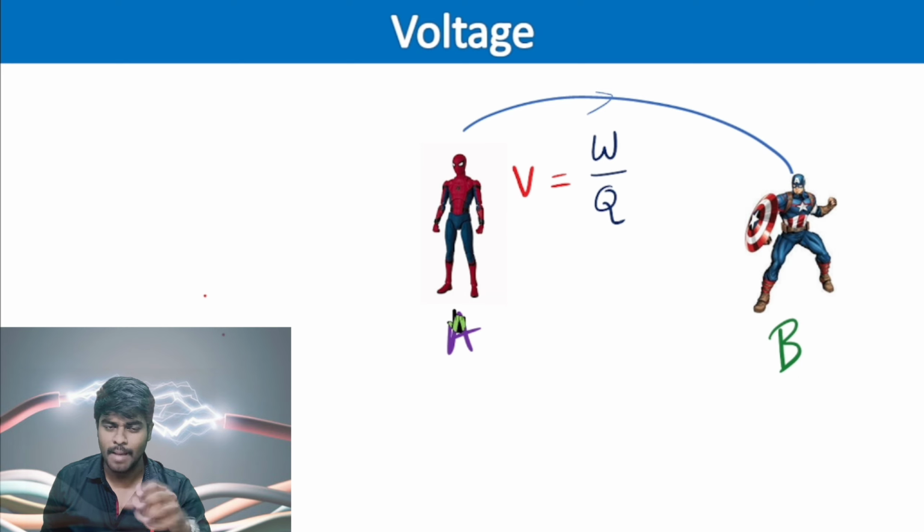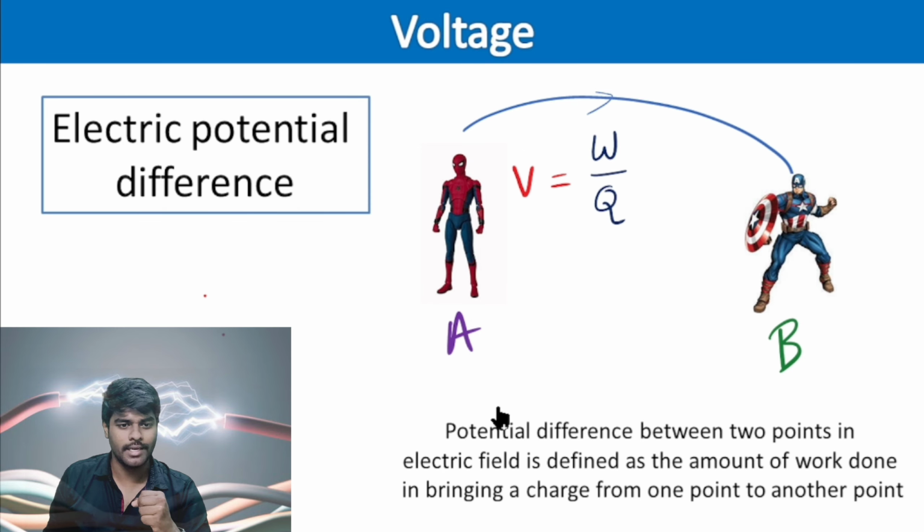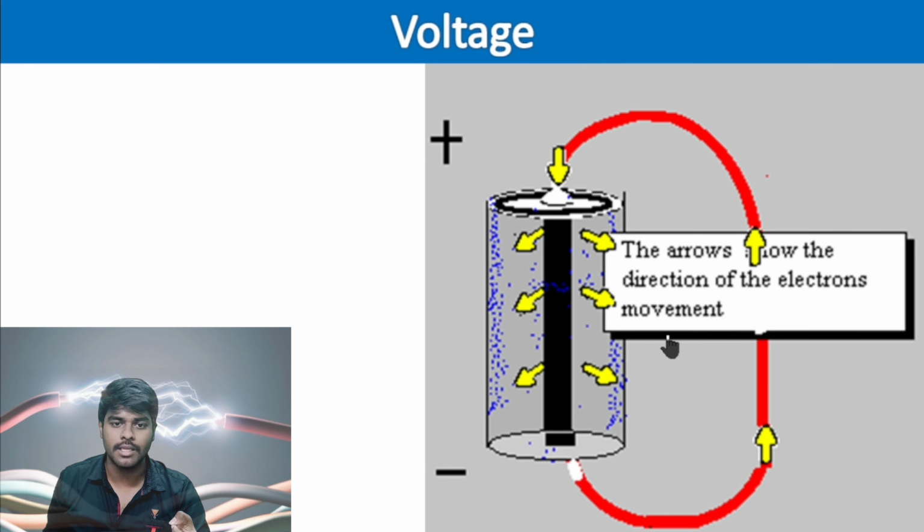What is voltage? What is electric potential difference? Work done to move the charge from one point to another point is called electric potential difference. It is also called voltage, right? So potential difference between 2 points in an electric field is defined as the amount of work done in bringing a charge from one point to another point.